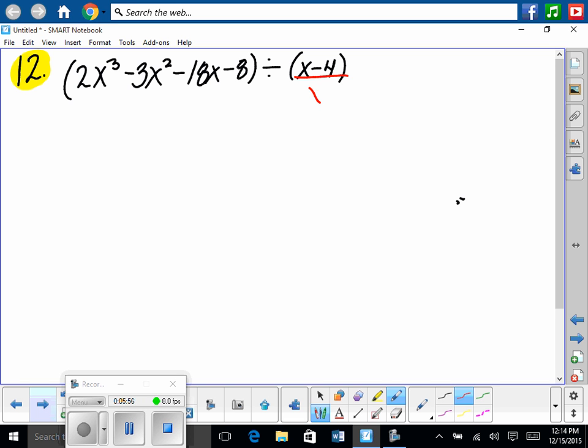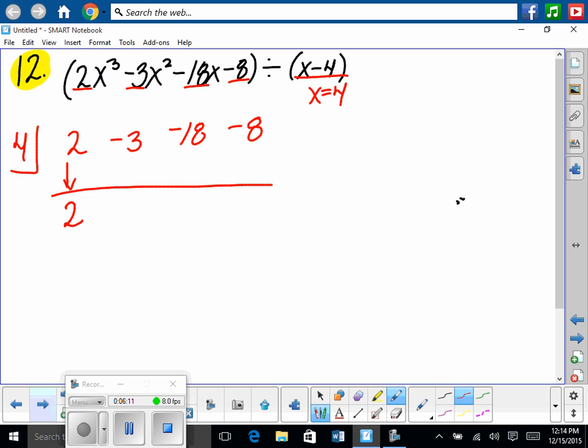Once again, we'll use x is equal to 4 because we always use our root. So 4, we set up our coefficients. So we have a 2, a negative 3, a negative 18, and a negative 8. Then we draw our line, drop this 2 straight down. 2 times 4 is 8. Adding straight down is 5. 5 times 4 is 20. Adding straight down, we get a 2.